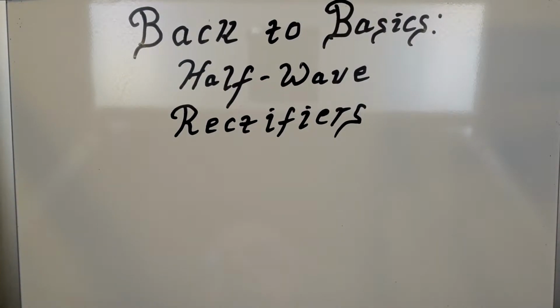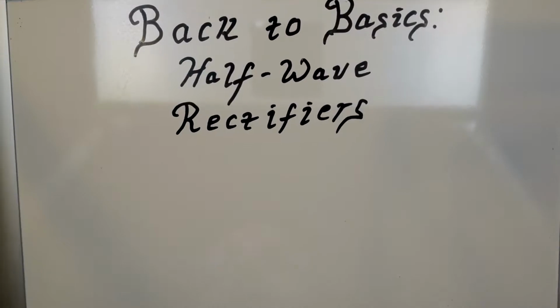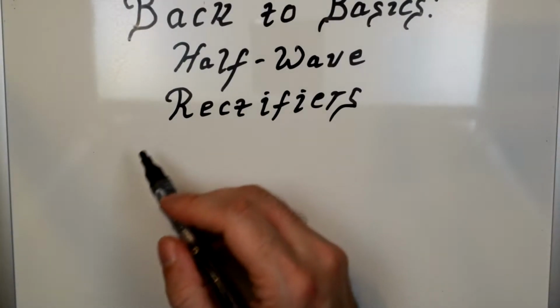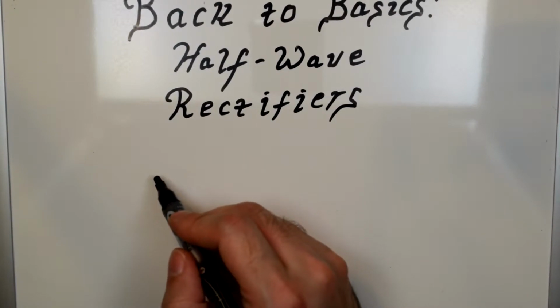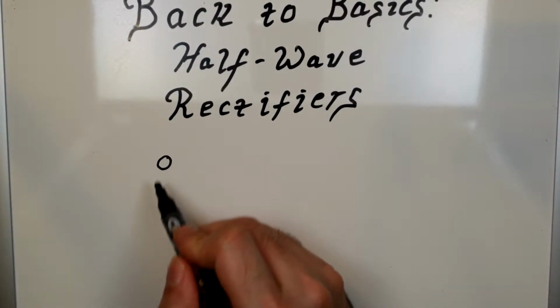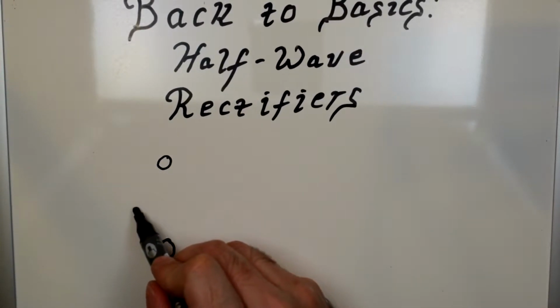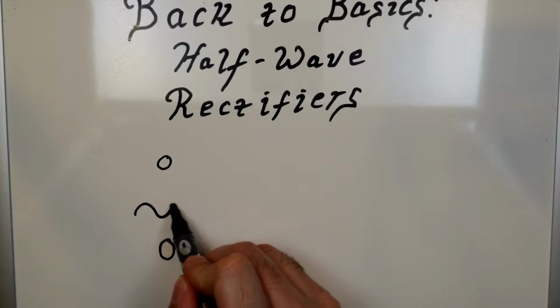Now there's not much to do but to go right into this, so I'm going to shift this up just a little bit and we'll talk about how a half-wave rectifier works. So we're going to have a supply voltage here, and it's actually going to be AC current.